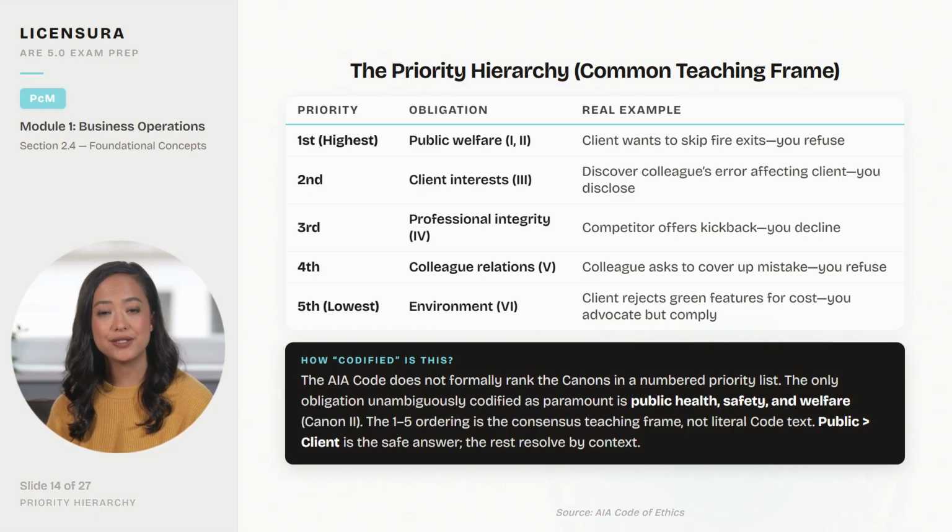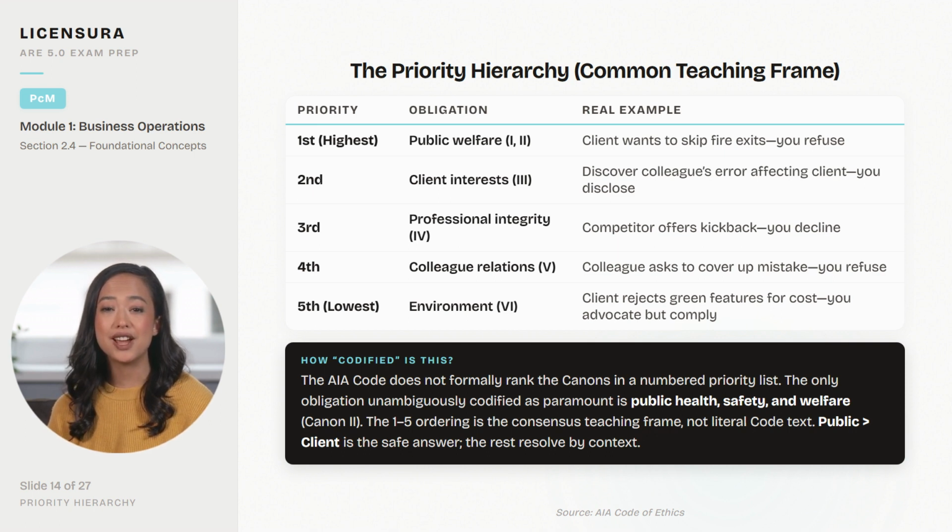Client interests come second. If you discover a colleague's error that affects your client, you disclose it. Client duty outranks colleague relations. Professional integrity is third. If a competitor offers you a kickback, you decline. Full stop. Colleague relations are fourth. If a colleague asks you to cover up a mistake, you refuse. Your professional integrity outranks the relationship. The environment, while important, sits at the bottom of the priority list when there's a conflict. If a client rejects green features for cost reasons, you advocate for sustainability, but ultimately you respect their decision.